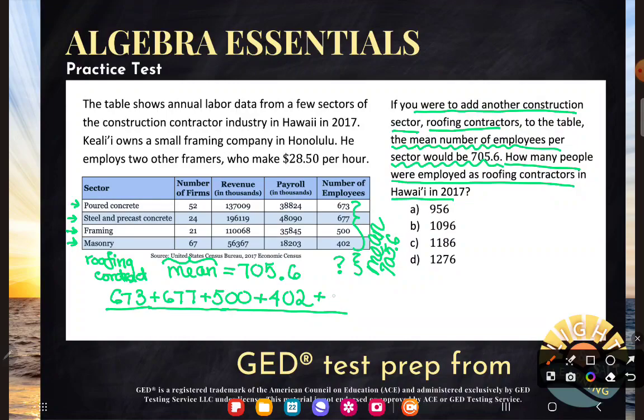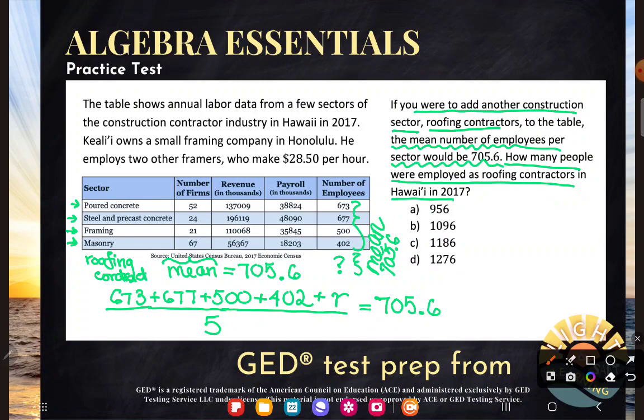The 5th one, let's call it R, for employees of roofing contractors. I don't know it, so I'll use a variable, a letter to stand in for it, R. Now, the mean is the total divided by the number of items in the data set. So I'd be dividing up all these total employees among these 5 sectors now that I added in the roofing contractors. So it would be dividing by 5. And that whole thing is going to equal what? Well, they told us that the mean is equal to 705.6.